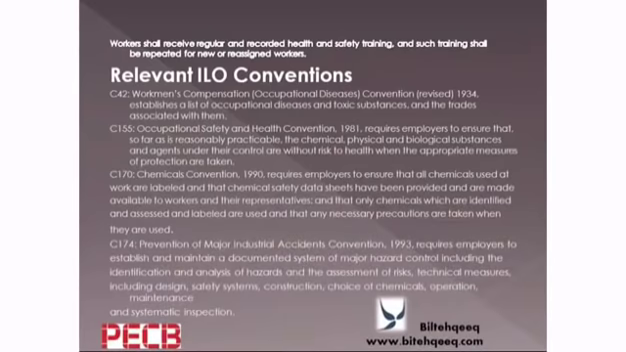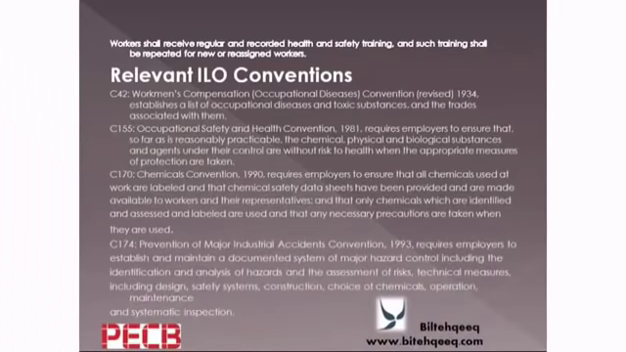The next is the Chemicals Convention 1990, which requires the employer to ensure that all the chemicals used at work are labeled and that chemical safety data sheets have been provided. The next one is the Prevention of Major Industrial Accidents Convention 1993. The focus of all these conventions is that hazardous material should be handled or managed in a careful way so that it does not destroy or damage the health or life of any worker, or property, or the surroundings.